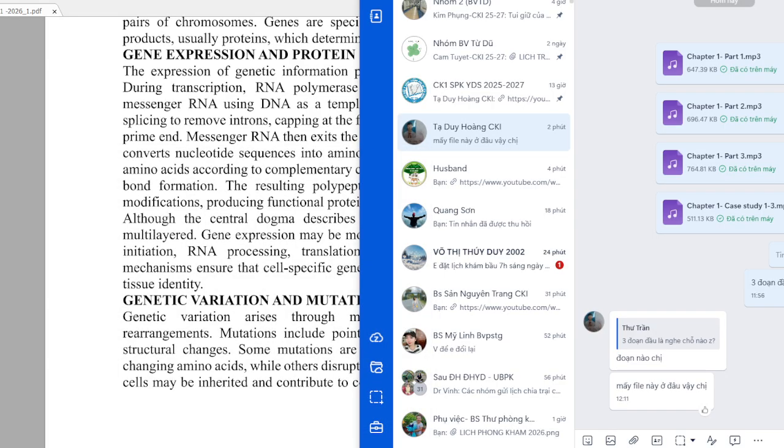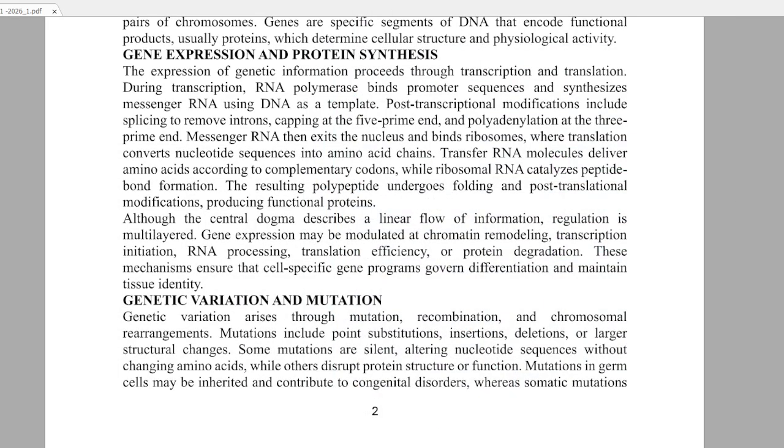Gene expression and protein synthesis. The expression of genetic information proceeds through transcription and translation. During transcription, RNA polymerase binds promoter sequences and synthesizes messenger RNA using DNA as a template. Post-transcriptional modifications include splicing to remove introns, capping at the 5' end, and polyadenylation at the 3' end.